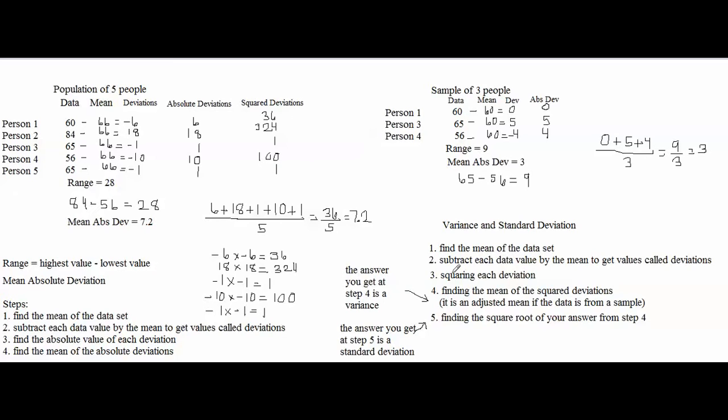So now we finished step 3. We've squared each deviation. The next step is finding the mean of the squared deviations. And I mentioned an adjustment here. We actually don't do any adjustment if the data comes from an entire population, like it does here. We just find the mean of the squared deviations. So how do we do that? Well, the mean of the squared deviations will just be the total of the squared deviations divided by 5. It's just the mean of these 5 numbers. So let's add those 5 numbers and divide by 5.